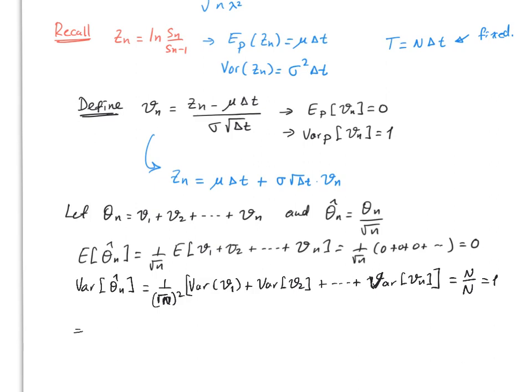So therefore this implies that theta hat n, by the central limit theorem, has an approximately normal or Gaussian distribution where the mean is 0 and the standard deviation is 1, or the variance is 1, as n goes to infinity. So this is very important. As the sample gets bigger and bigger, this becomes a standard normal distribution.